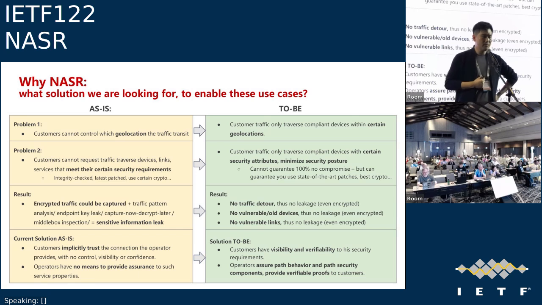So what is needed here? Of course, the customer wants to make sure that traffic is in a certain geolocation. Also, they want to make sure that, for example, their devices, their routers on their connectivity service, have passed a certain integrity check, are securely booted, are using the crypto they desire, and are using the security patches that fix all the vulnerabilities they are concerned about.